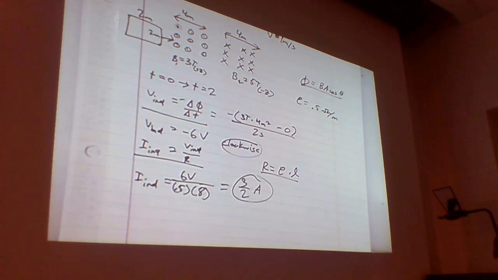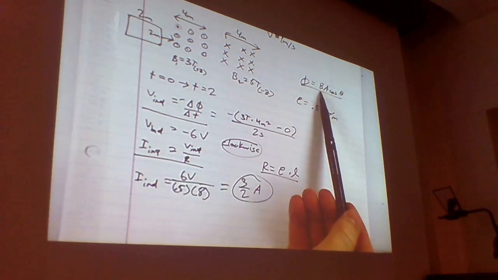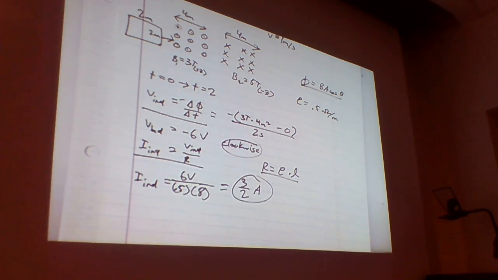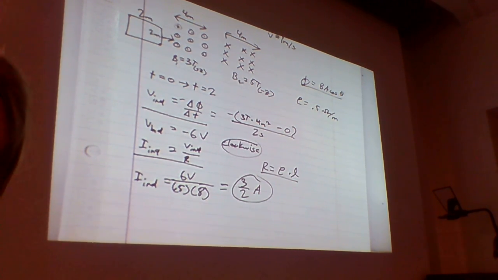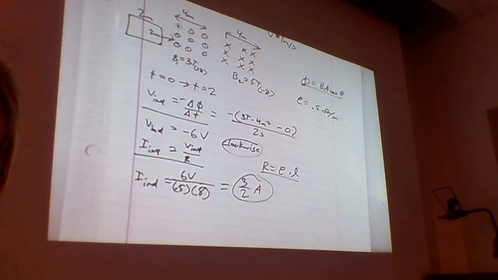What if you increase the area of the loop? Also increases magnitude, because remember, just look at this equation. If you increase B or increase A, you're going to end up increasing the change in flux. What if it took 4 seconds instead, like the velocity was half a meter per second? Would it increase or decrease the magnitude? Decrease, yes, because your change in time is now greater. You would have a smaller current.